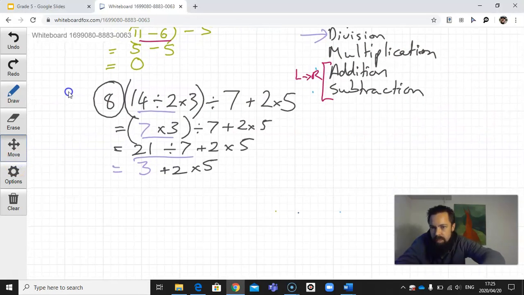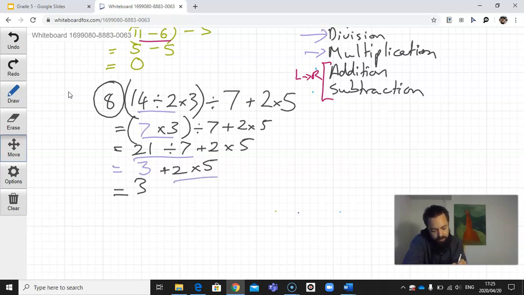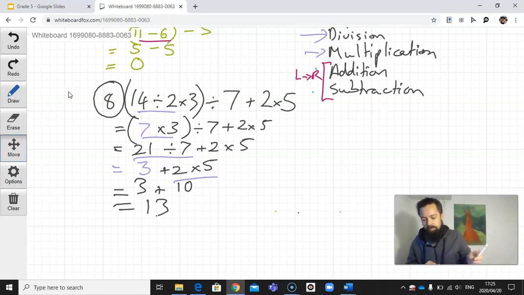Move the screen up a little bit. So next up we've got a multiplication, because multiplication, M, comes before addition. So the 3 stays the same. 2 times 5 is 10. 3 plus 10 is 13. Right, I hope you got that. I hope you're feeling more confident with it.